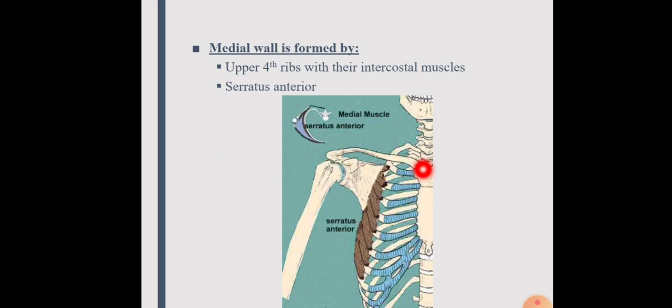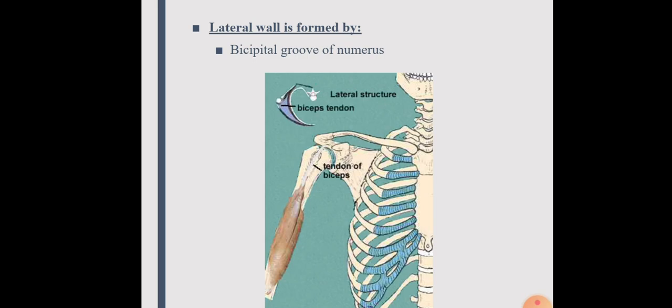The medial wall of the axilla is formed by the upper ribs, intercostal muscles, and serratus anterior muscle. The lateral wall is formed by the humerus here, the part of the humerus being the bicipital groove.